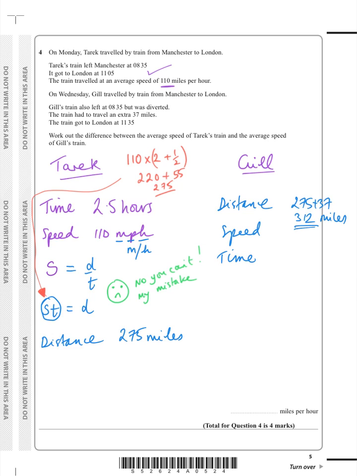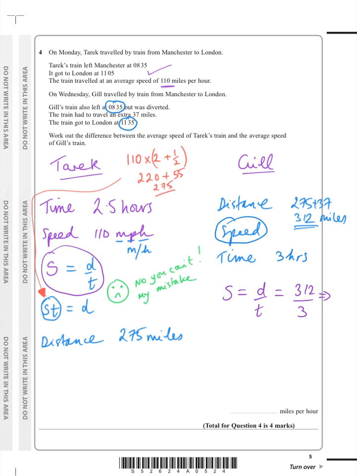And it says work out the difference between the average speed of Tarek's train and the average speed of Jill's train. Well, everything's in the question, so we can see here that the total time that it took was 3 hours for the journey. So we can work out the missing link here, which is the speed. Now if we use the one we had before, speed is distance over time, then we can have the distance here as 312 divided by 3, and on your calculator or in your head you can see that's 104 miles per hour.